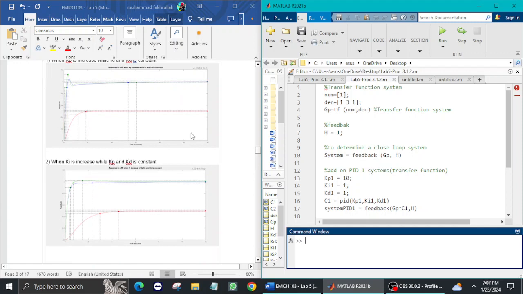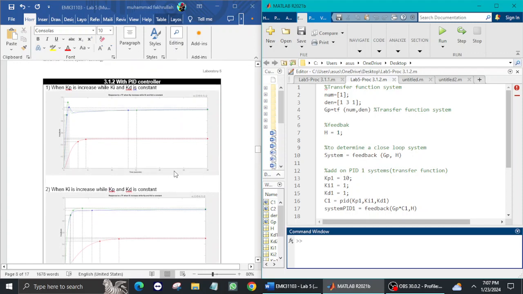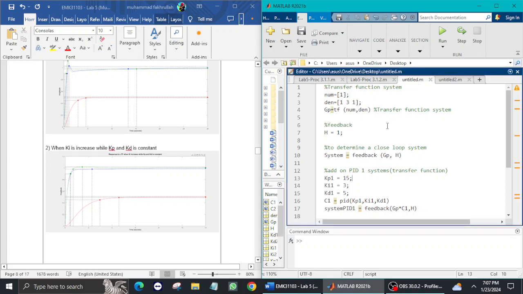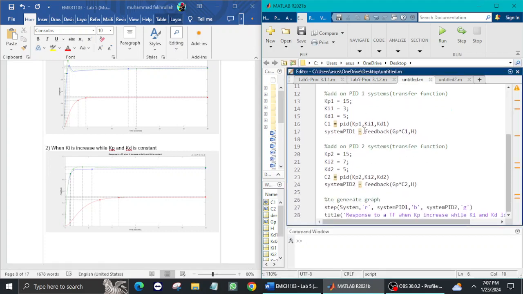Okay, next is when KI is increased while KP and KD are constant. This is my coding. For this, KI is increased, which means for PID1, KI1 is 3, KI2 is 7, KP is 15 and constant, and KD is 5, also constant, for PID1 and PID2.